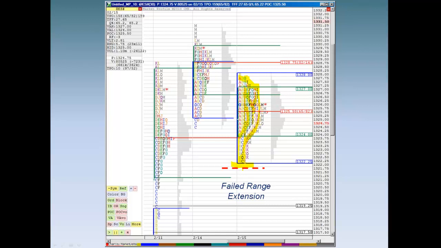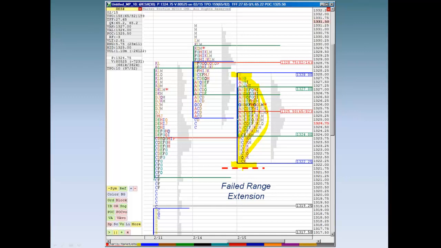And sure enough, once again, we're met with the responsive buyer. So what we have here is a responsive buyer at the bottom and a responsive seller at the top. And the end result is we are trapped in this range for the day, and we don't get a range extension one way or the other. And that keeps us within that range.